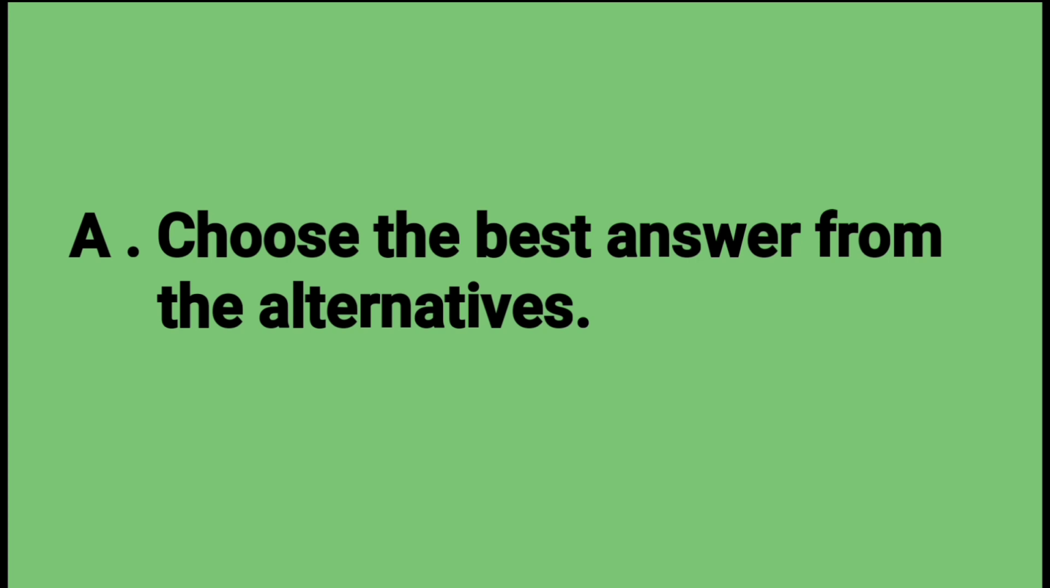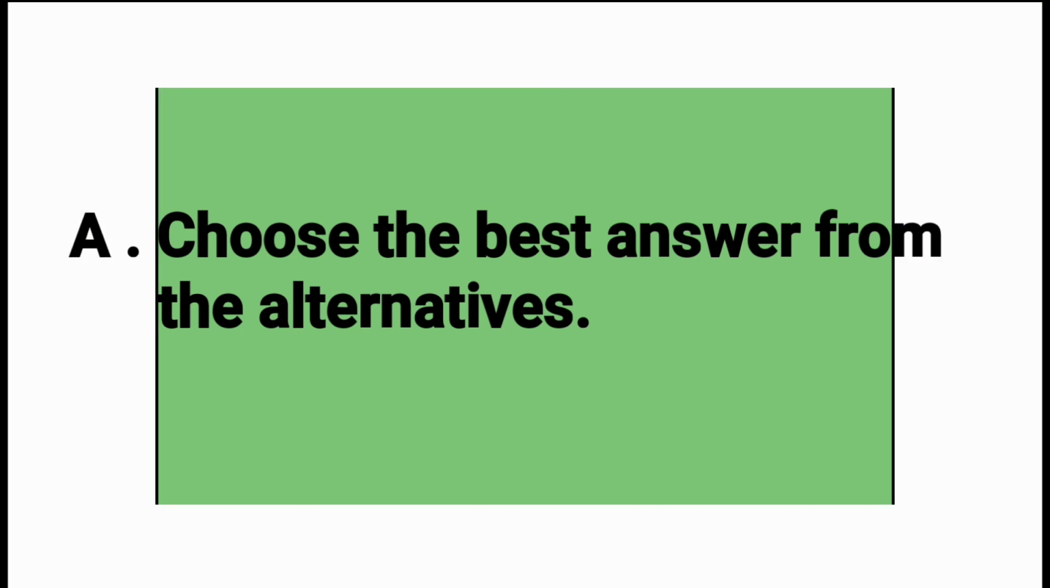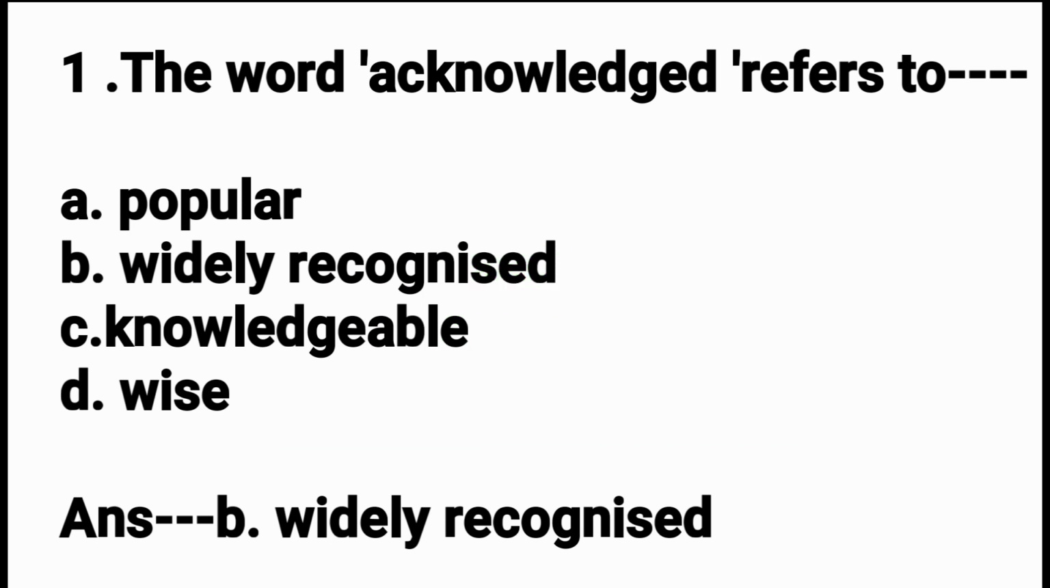Now, dear students, you can see on the screen questions from this passage. Choose the best answer from the alternatives. That means here I have given you some MCQs and there are alternatives. You have to solve this. Number 1, the word acknowledged refers to A, popular, B, widely recognized, C, knowledgeable, D, wise. And the correct answer is B, widely recognized.